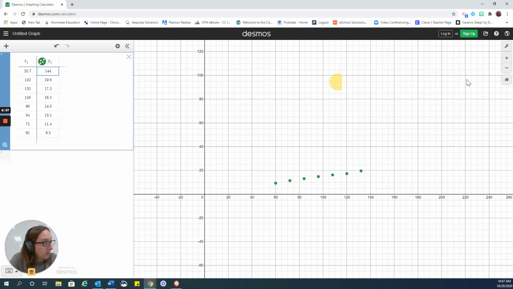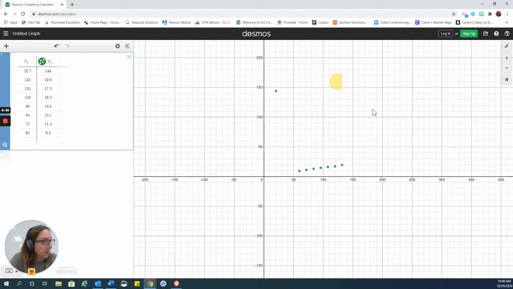Where did it go? Oh, it's way up there now. Okay, so would that be considered an outlier? Yeah, it's not even close to where all the other points form.